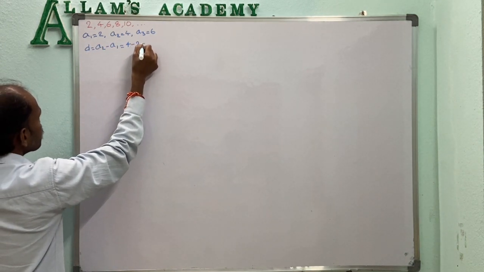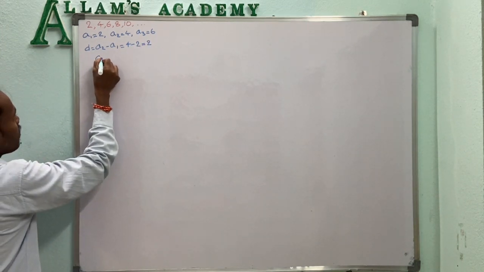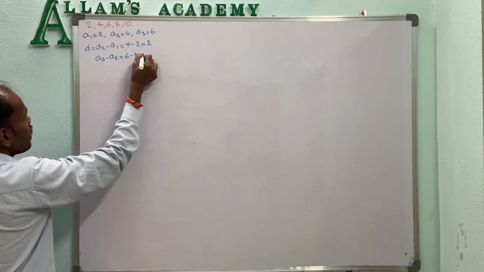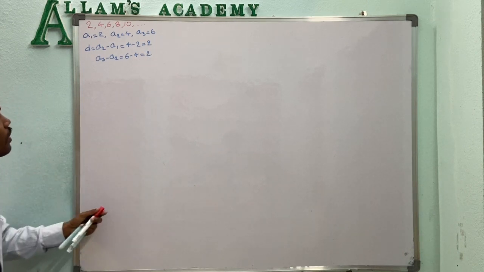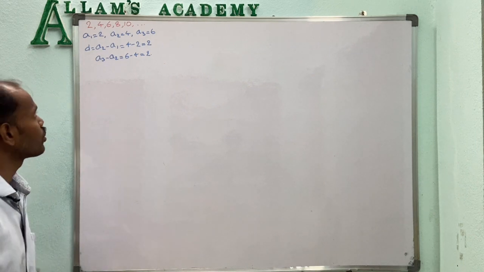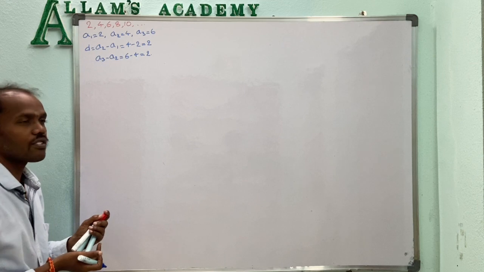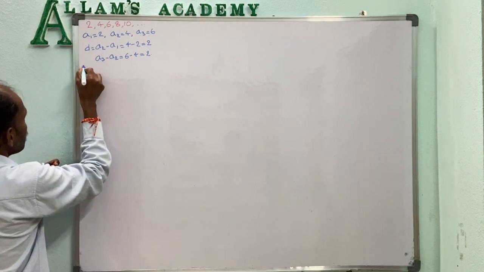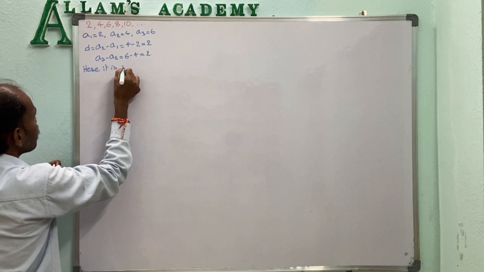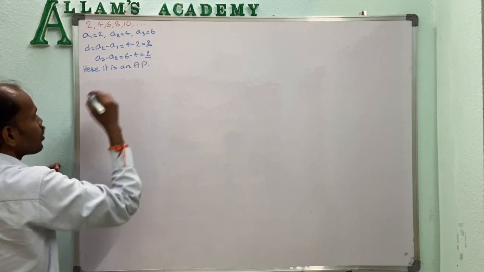So 4 minus 2 is nothing but 2. Now A3 minus A2, that is 6 minus 4, which is also 2. Now A4 minus A3, 8 minus 6, is also 2. The next two terms' difference, 10 minus 8, is also 2. So here it is an AP, and the common difference is 2.